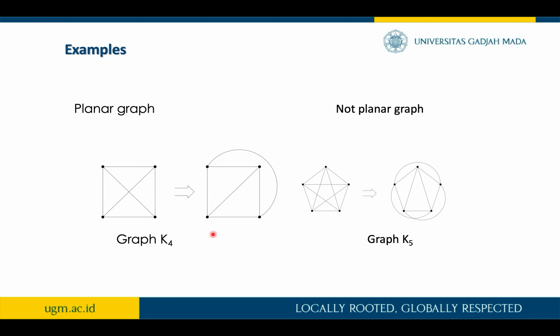K4 is a planar graph here because we can draw it in a flat plane without any intersection between the edges. But this one, K5, is not planar because no matter how we draw it, there must be an intersection here. This is one of the drawings that minimize the intersection, but still there is just one intersection.